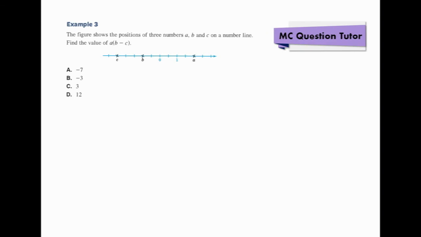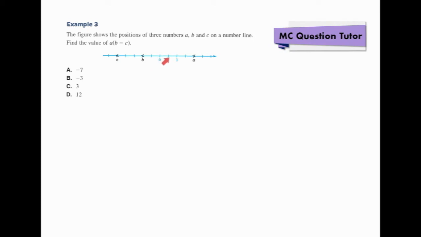It's time for MC Question Tutor. This question requires us to read the values of A, B, and C on a number line. Then calculate the value of A times bracket B minus C. Take note that 2 units on this number line represents 1. So how many does each unit represent?